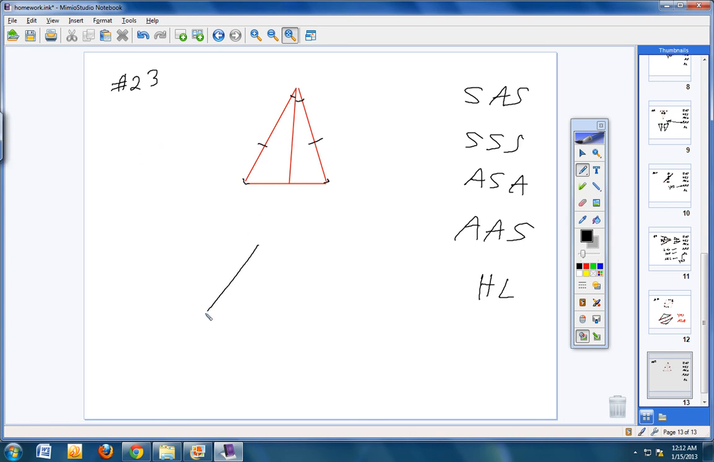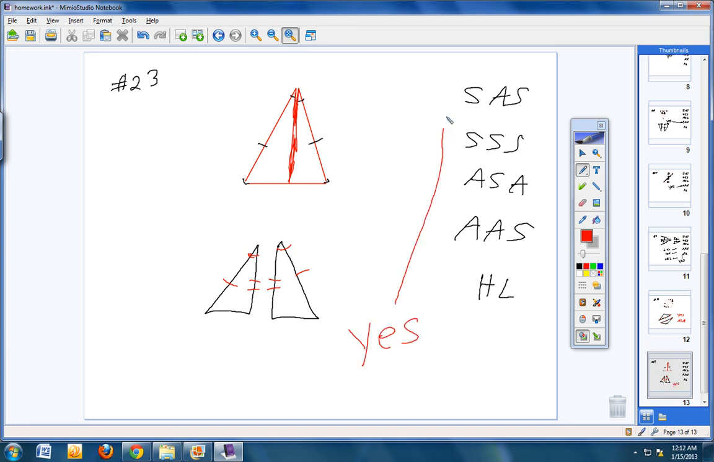If you split the two triangles up, you've got a triangle here, and you have another triangle here, and you've got this angle congruent to this angle, this side congruent to this side, and looky here, don't they share this side right here? Sure they do. So we have side, included angle, side. So yes, these two triangles are congruent because of side angle side.